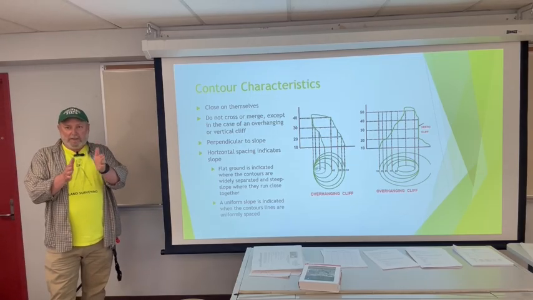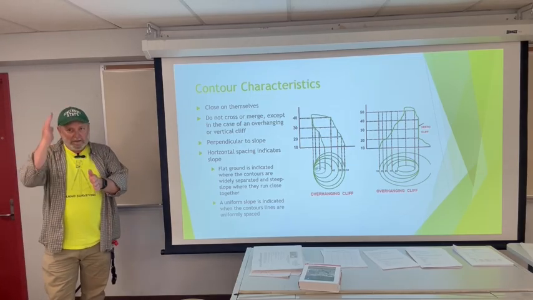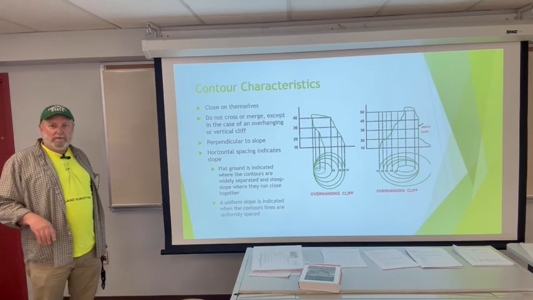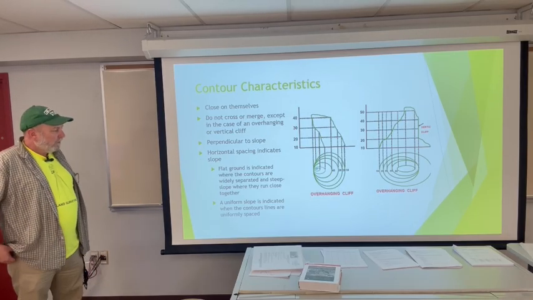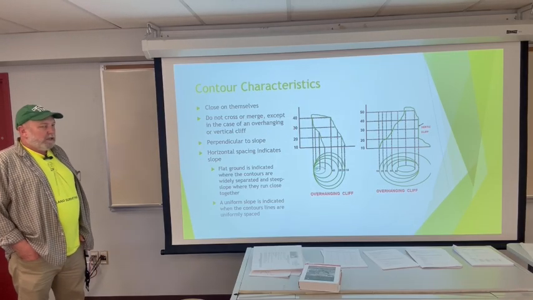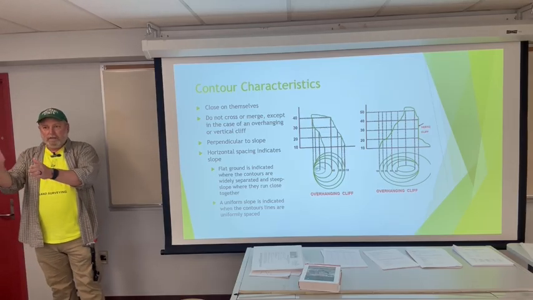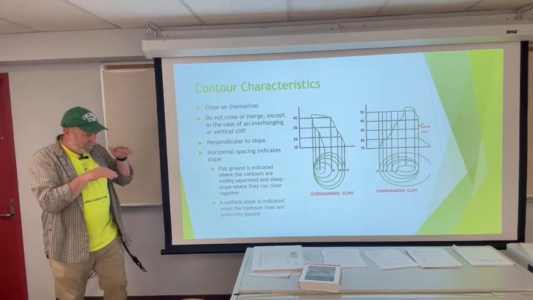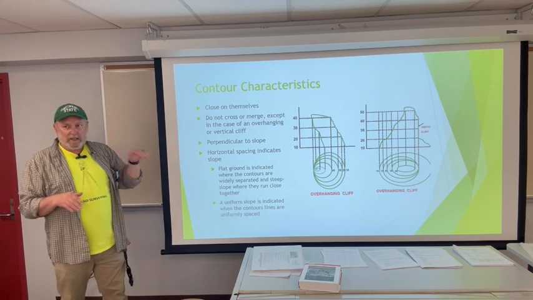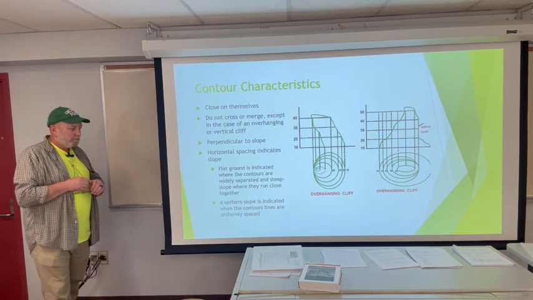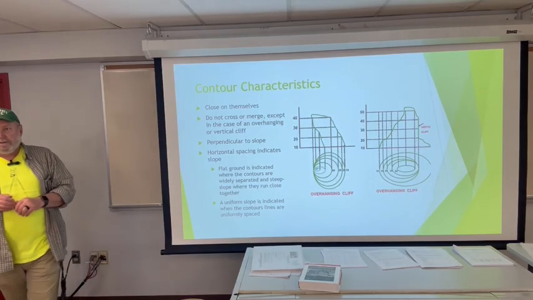So if you see contours really close to each other, that's steep. Far apart, getting flatter. If the contours horizontally are a uniform distance apart, that's indicating a steady, constant grade, steady, constant slope. Make sense?